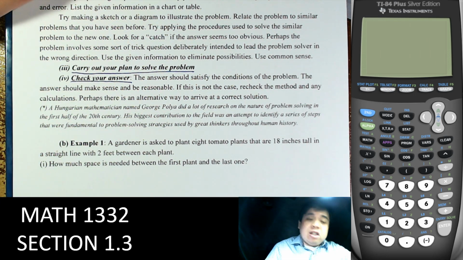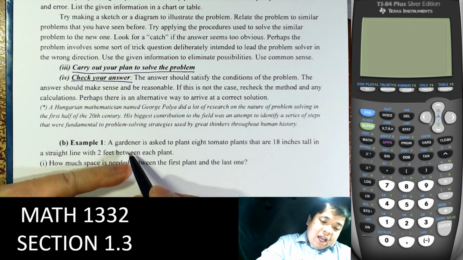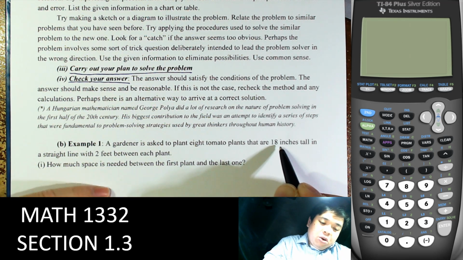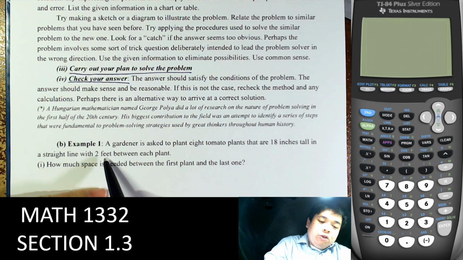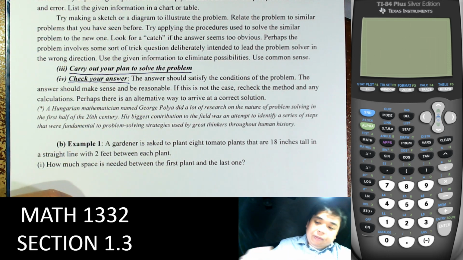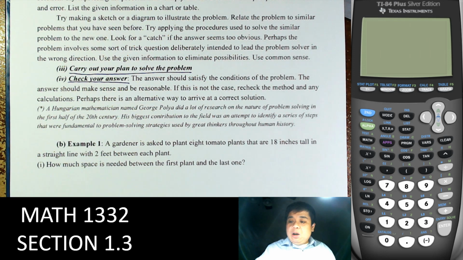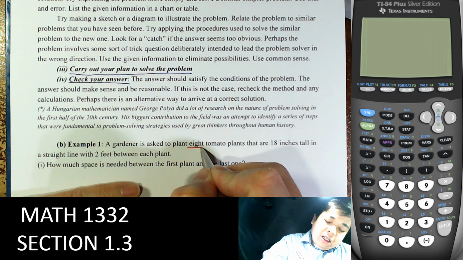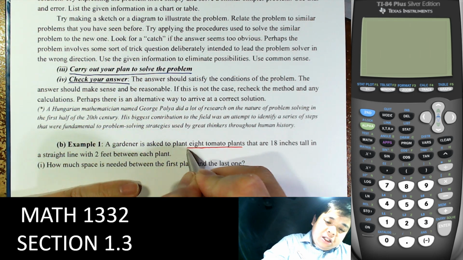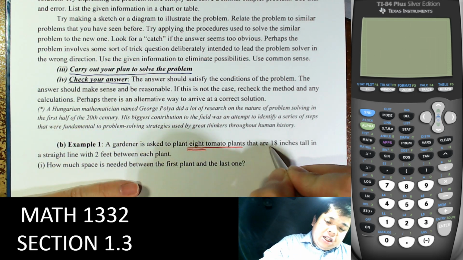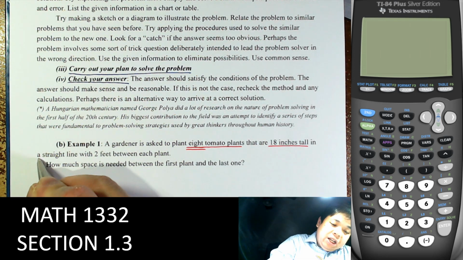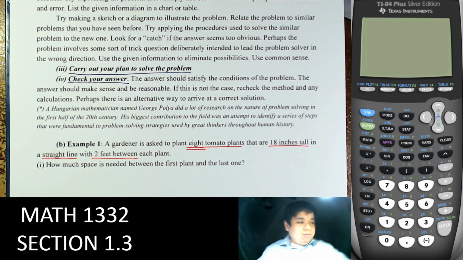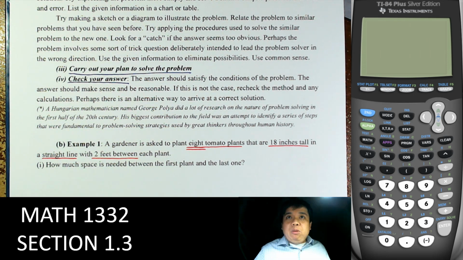Let's go to the first example here. A gardener is asked to plant 8 tomato plants that are 18 inches tall in a straight line with 2 feet between each plant. So always underline important things. There are 8 tomato plants, 18 inches tall, in a straight line, 2 feet apart. So that's important information.